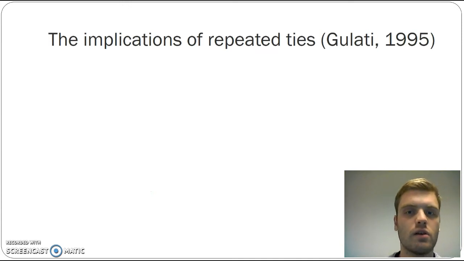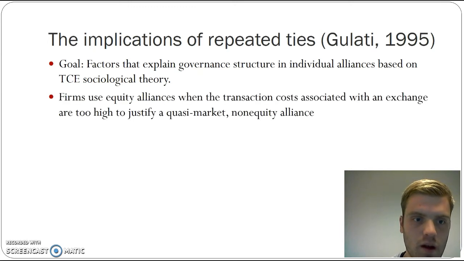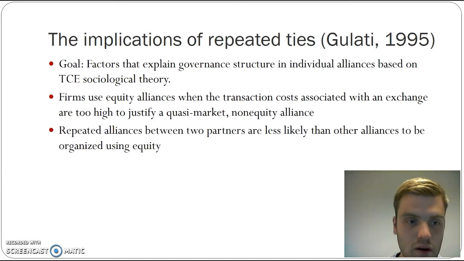So what does the article of Gulati tell us? First, the goal is to find factors that explain the governance structure in interfirm alliances. The first finding is that firms use equity alliances when the transaction costs with an exchange are too high to justify a quasi-market non-equity alliance. So, in other words, if purchasing is too expensive, you create an equity alliance, for example, a joint venture.